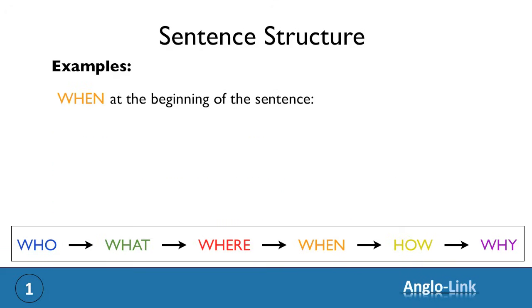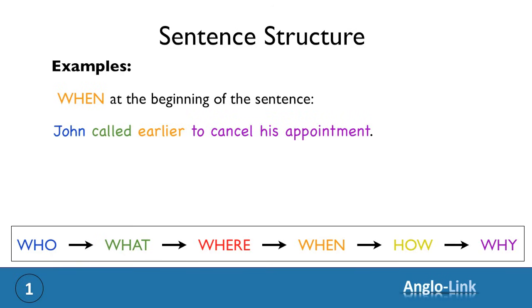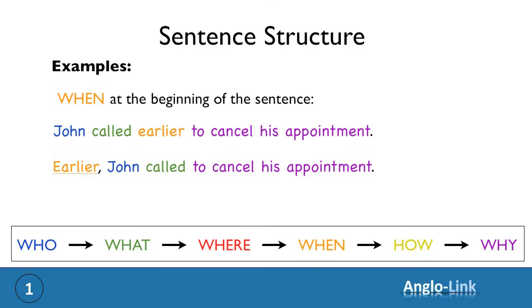Let's look at an example where we put when at the beginning of the sentence. We had a sentence earlier, John called earlier to cancel his appointment. Let's put the element when, that's earlier, at the start. Earlier, John called to cancel his appointment. Again, as there is no particular reason to stress when, it sounds unnatural.